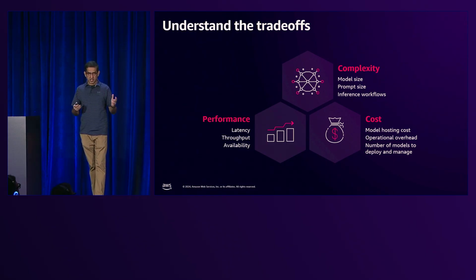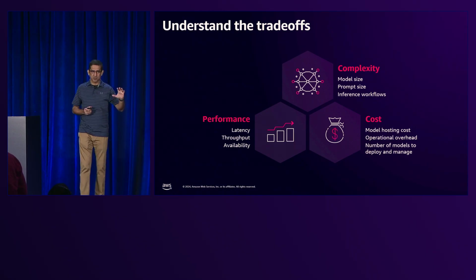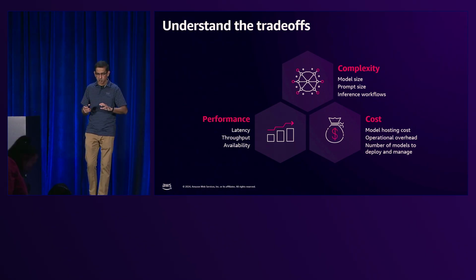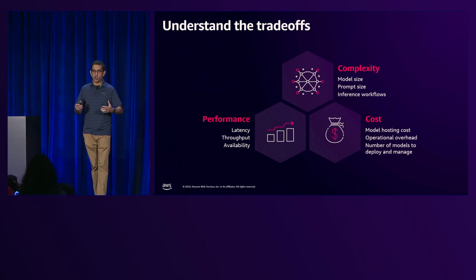Now, these three factors, performance, complexity, and cost, often pose a trilemma, which means that you can choose two of these factors to meet your business requirements, and then the third one becomes quite difficult to optimize. So for example, let's say that you want to deploy a very large model, and you have very stringent latency or throughput requirements, then you will have to deploy the model on expensive GPU-based instances, so your costs shoot up.